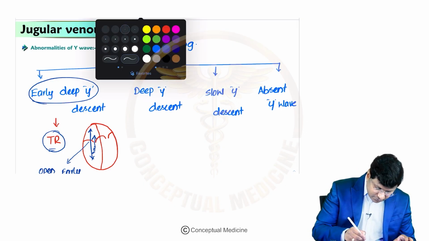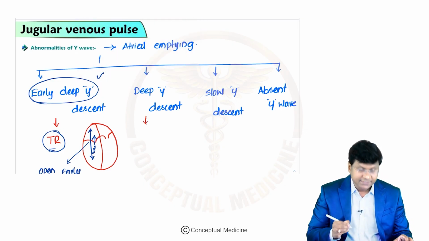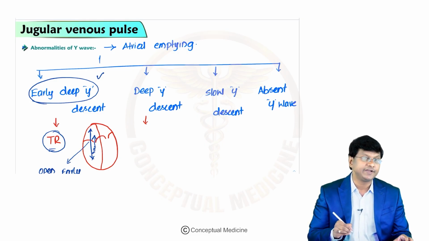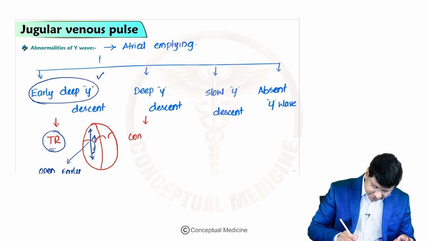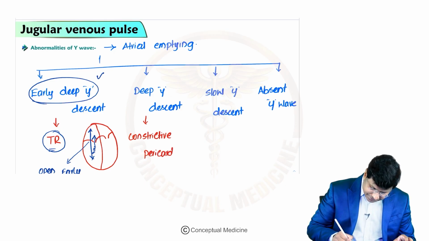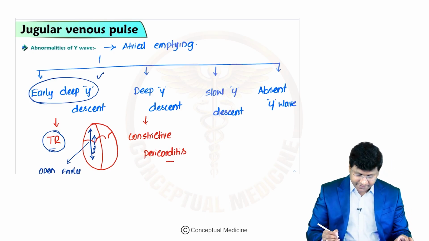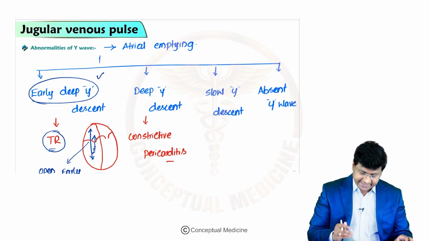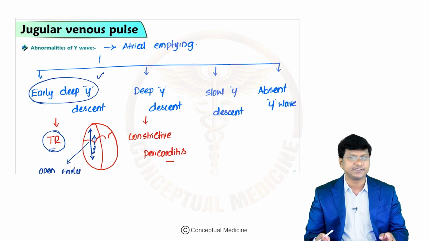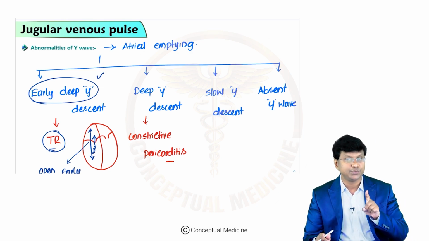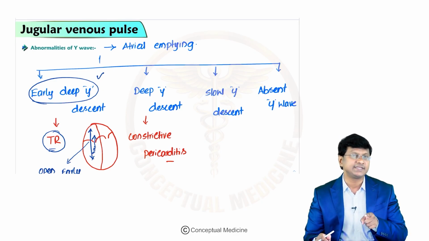Then, what is the condition where you have the deep Y descent? The deep Y descent occurs in patients with constrictive pericarditis. So, in constrictive pericarditis, you have deep X descent, right? That is, the X wave is accentuated, and in constrictive pericarditis, there is also deep Y descent.